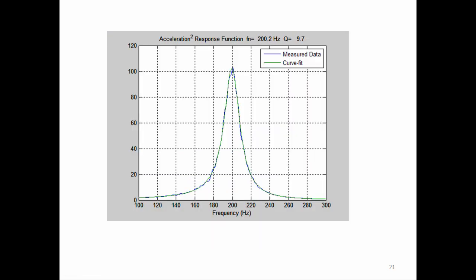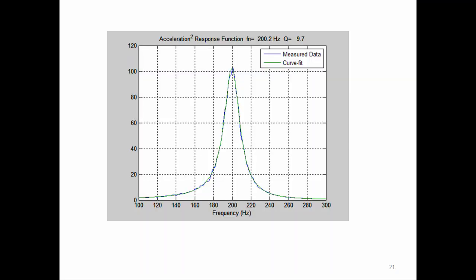And in this case, it didn't quite work out as well as the one I showed you, but close enough. 200.2 hertz, and Q is equal to 9.7. So that's the curve fitting method. Then we also, just as a review exercise, did the Miles equation.